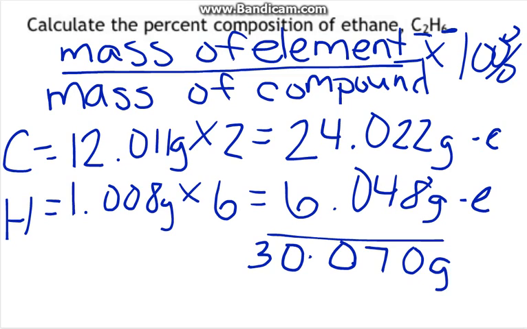That is your molar mass of the compound. So now all you would do is divide this number by your compound, multiply by 100%, and then that's what you would get.